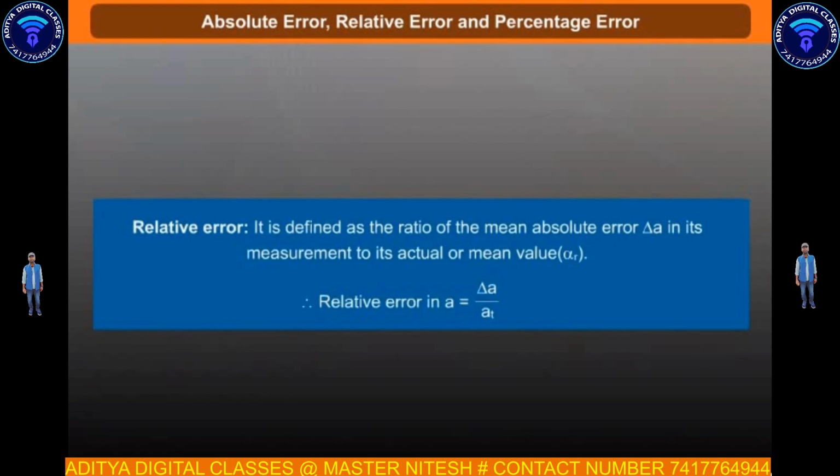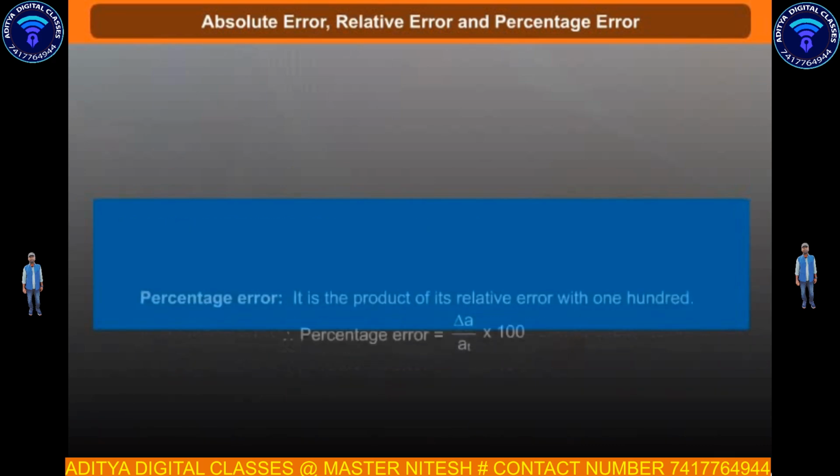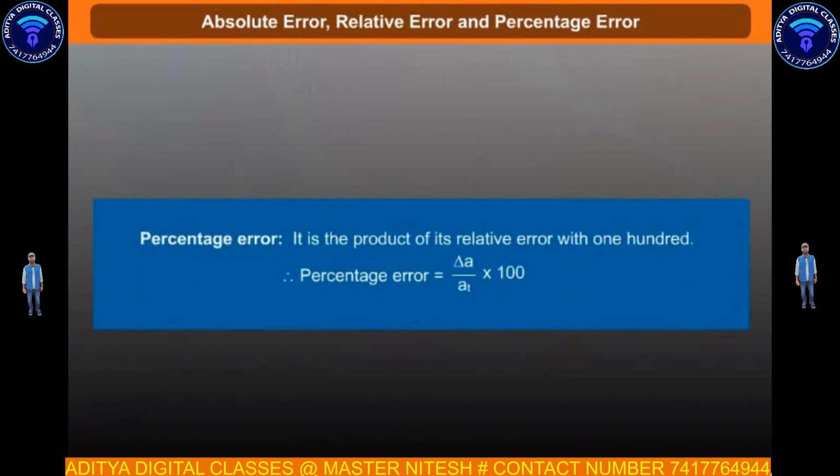Relative error. It is defined as the ratio of the mean absolute error delta A to its actual or mean value A_T. Therefore, relative error in A is equal to delta A over A_T. Percentage error. It is the product of its relative error with 100. Therefore, percentage error is equal to delta A over A_T times 100.